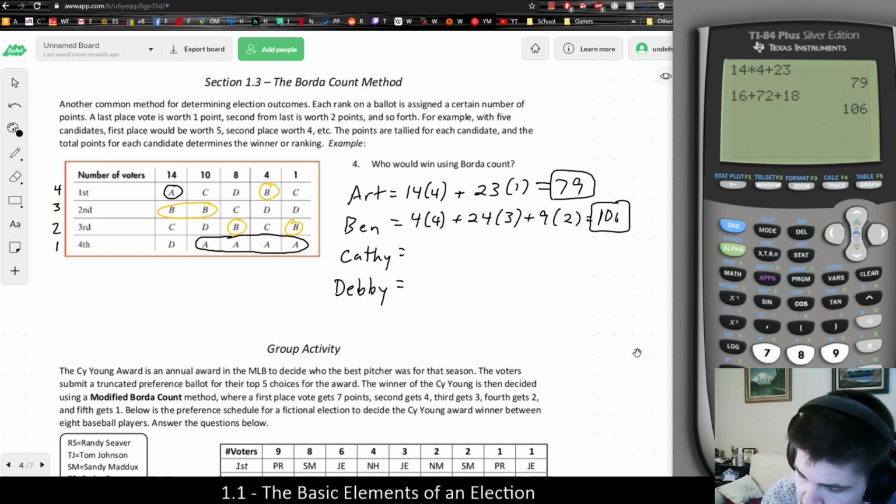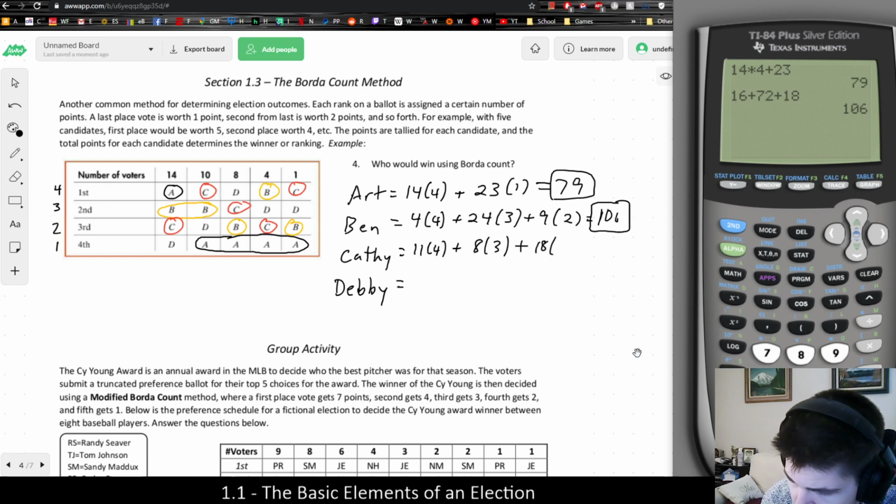So I'll go ahead and circle Kathy in red. Kathy had 11 first place votes, 8 second place votes, and 18 third place votes, and no lasts. So that would be 11 times 4 plus 8 times 3 plus 18 times 2.